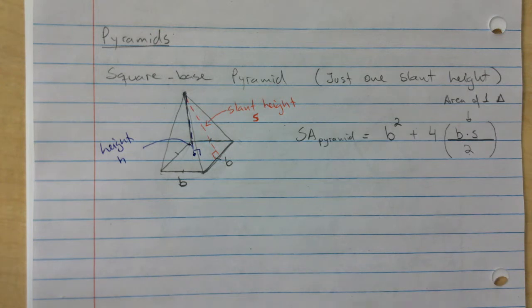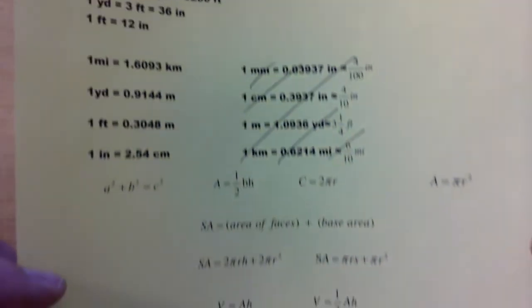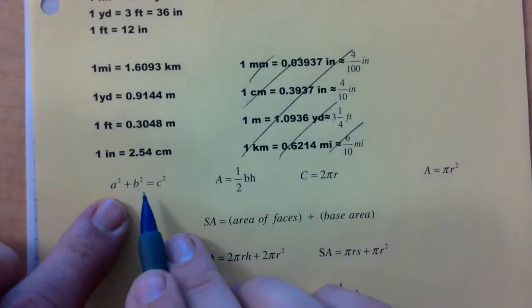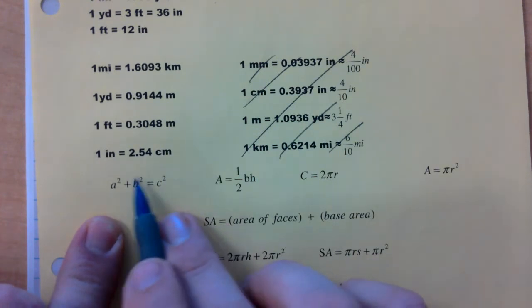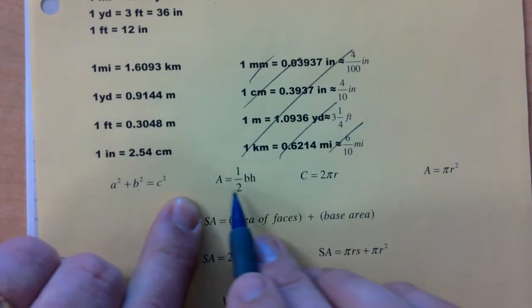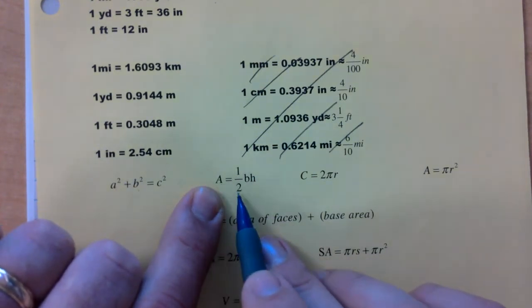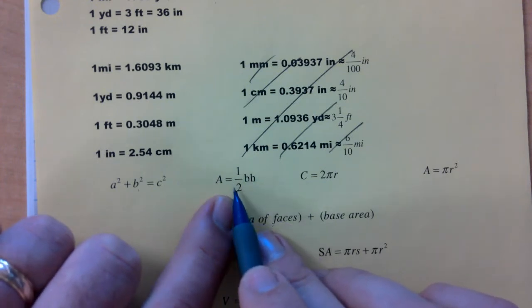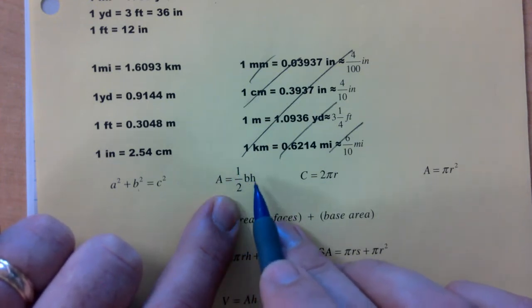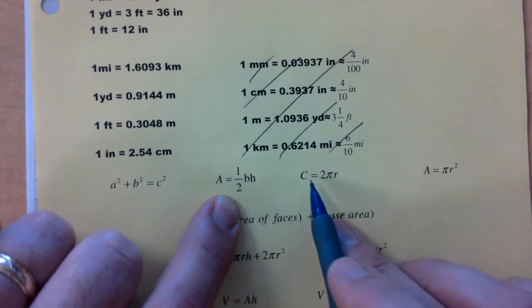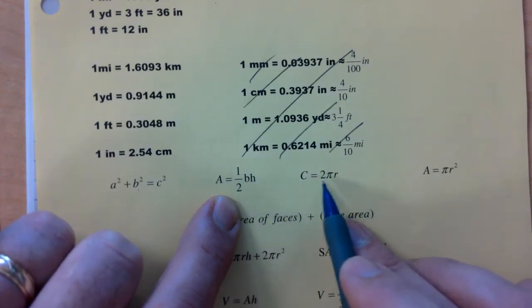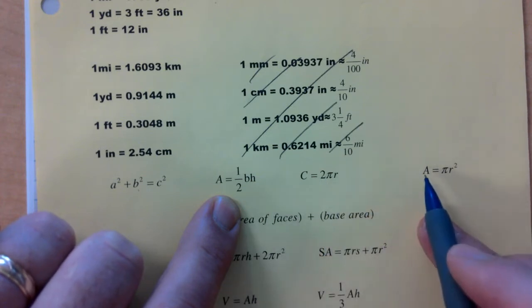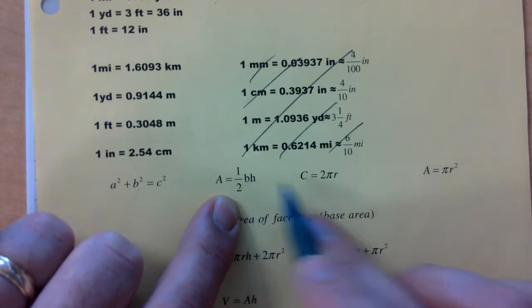And if you forgot that, I will just point out to you in your formula sheets. I'll just point out that you have the Pythagorean theorem here. This right here, area is half base times height. This is really the area of a triangle, right? Base times height divided by 2. This is the circumference of a circle, and this is the area of a circle. So the basic shapes are here.